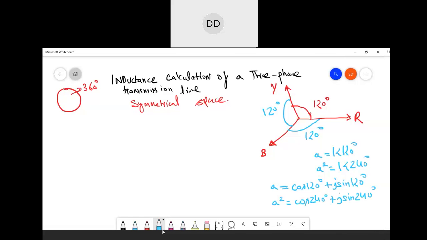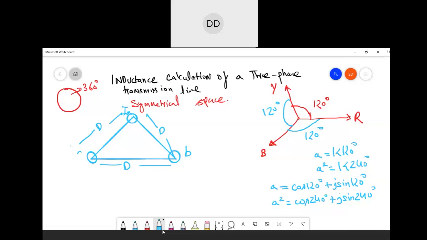Now for our understanding purposes, we have taken a three-phase transmission line where the conductors are equilaterally spaced, so we need an equilateral triangle for this construction. I am drawing a triangle over here. This is at a distance of d, here also a distance of d, and again here a distance of d. Now let this be conductor 1 with its radius, and there would be conductor 2 and conductor 3. So this is current A, this is current B, and this is C.